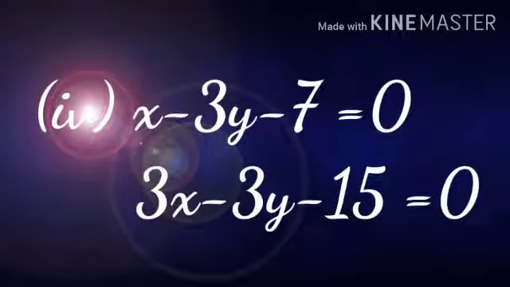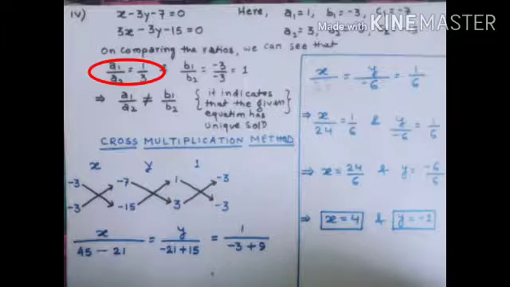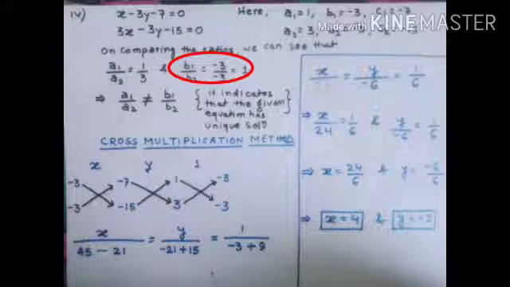The second pair is x minus 3y minus 7 equal to 0 and 3x minus 3y minus 15 equal to 0. In this, the value of a1 is 1, b1 is minus 3 and c1 is minus 7, and a2 is 3, b2 is minus 3 and c2 is minus 15. On comparing the ratios, a1 by a2 is equal to 1 by 3 and b1 by b2 is 1. So as a1 by a2 is not equal to b1 by b2, it indicates that the given pair of equations has a unique solution.